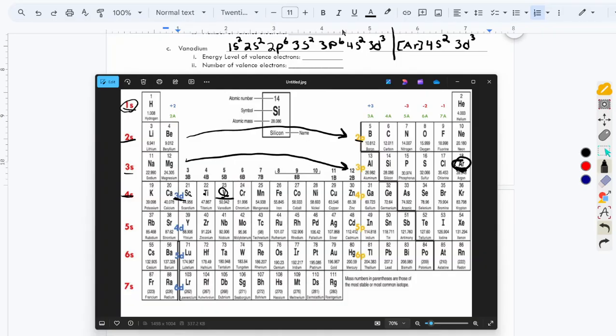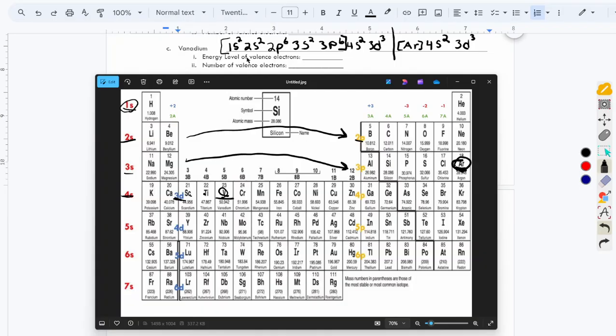What I really want us to notice is that no matter what, your long form configuration and your noble gas configuration will end the same way, 4s2, 3d3, 4s2, 3d3. It has to. If it doesn't, you made a mistake, all right? What we've done is just replaced all this with Ar. Those of you that listened and caught on, I probably sound very repetitive, but that's okay.